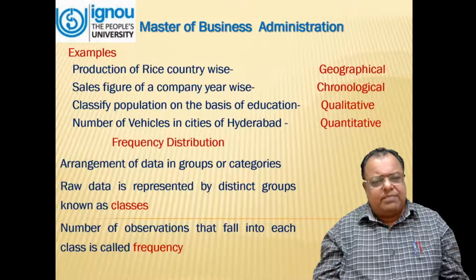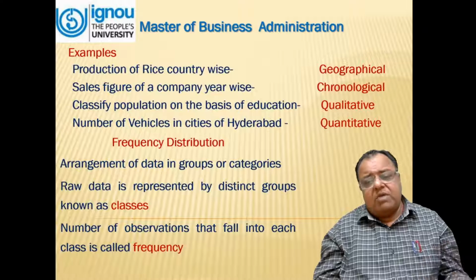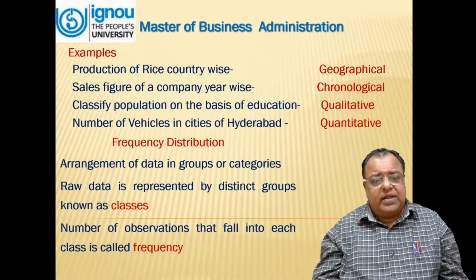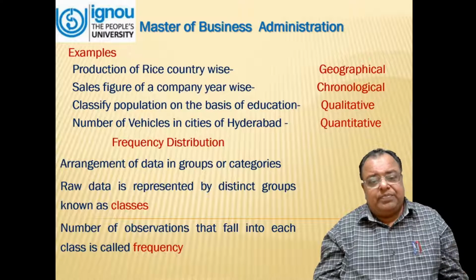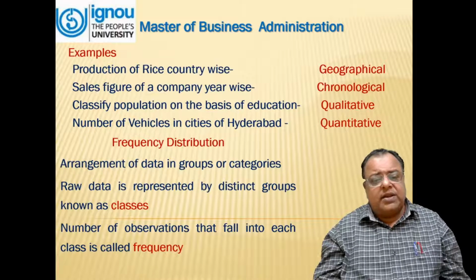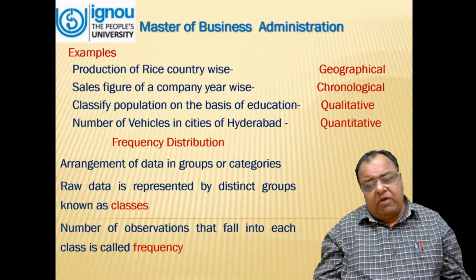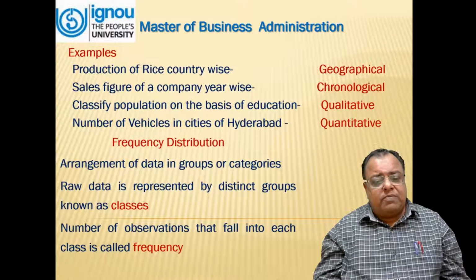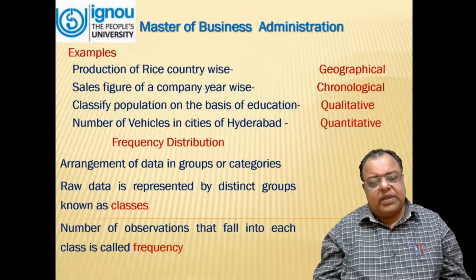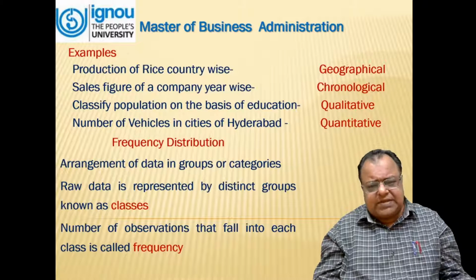Now we will take up an example. How is this classification done? If we talk about geographical, an example can be the production of rice country-wise. If we talk about chronological, it will be the sales figure of a company year-wise. If we talk about the qualitative part, it can be how to classify population on the basis of education. And the fourth one is quantitative. It is the number of vehicles in cities of Hyderabad. These are the basic examples.